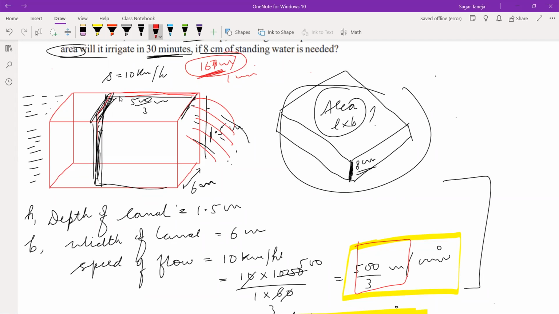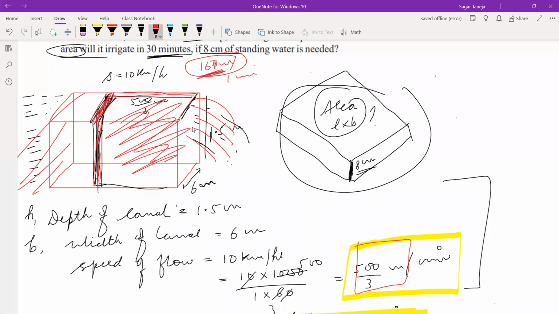If we are talking about a distance of 167 meter, then the breadth also we have to look at, and the height also. And the breadth is 6 and the height is 1.5. So this much of water will fall out. So volume of this much is equal to volume of cuboid, because this is a form of cuboid. We are not talking about the other part of the canal.